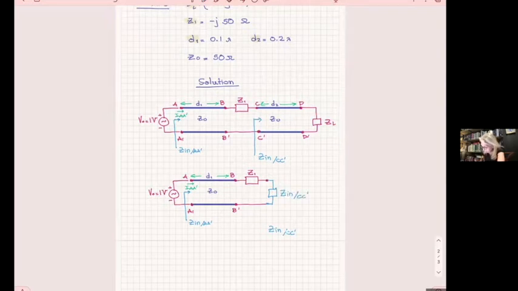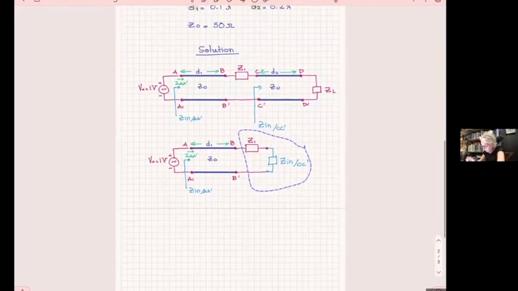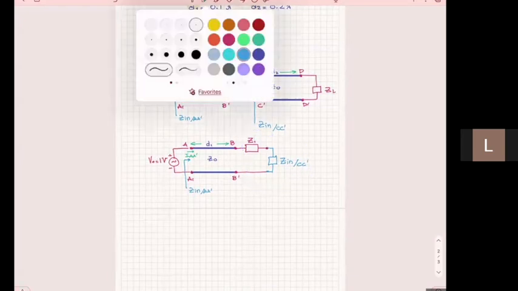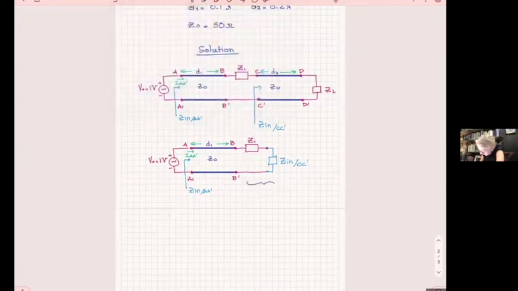And then, when I do that, I will calculate the combination of these two. How do I calculate the combination of these two? How do I do that? In series. Yes, these are in series. So I will find a total impedance here, Z total, to be Z1 plus Z in at CC prime. So I'm outlining now the way I'm going to solve the problem.